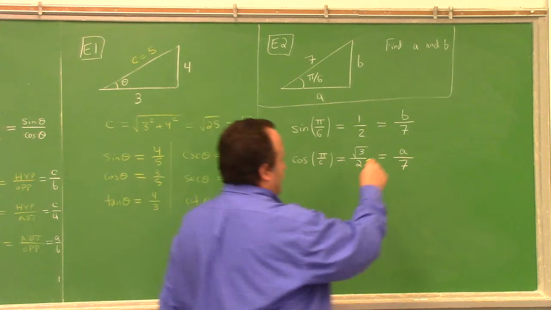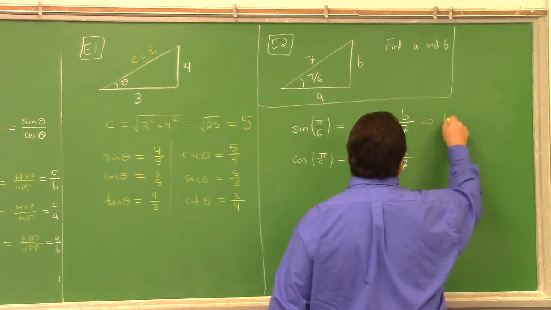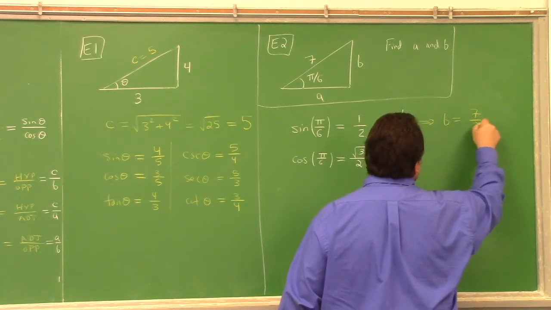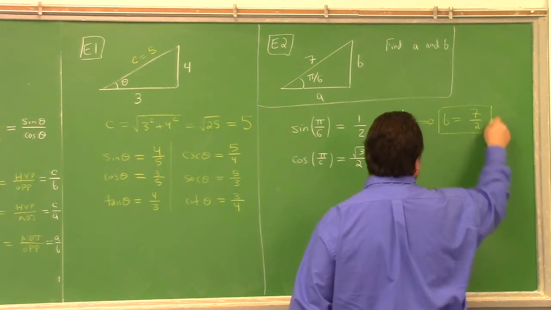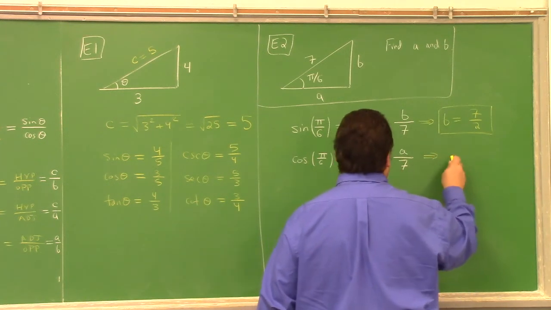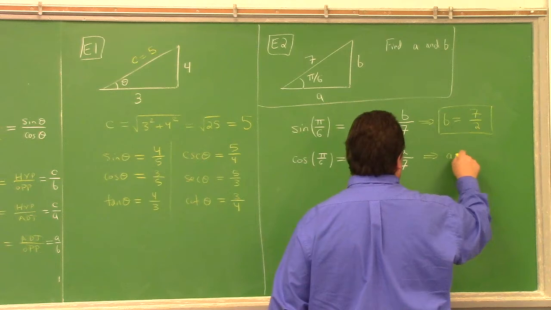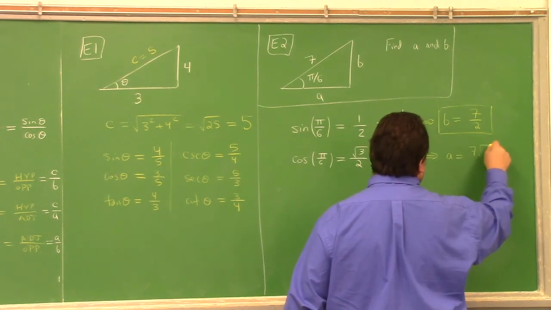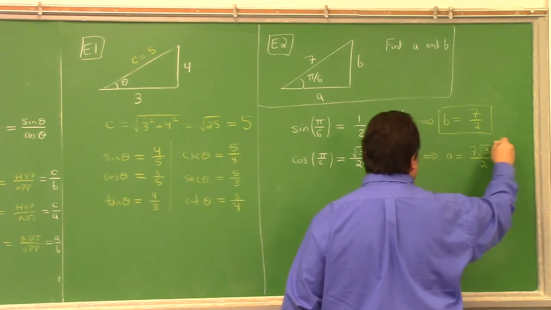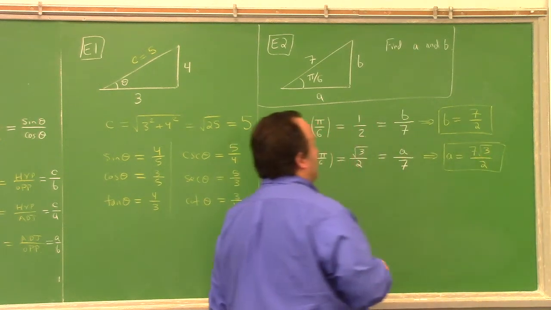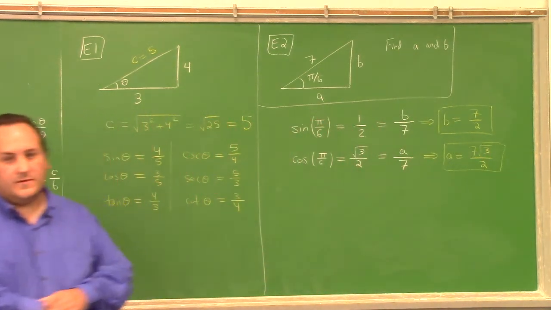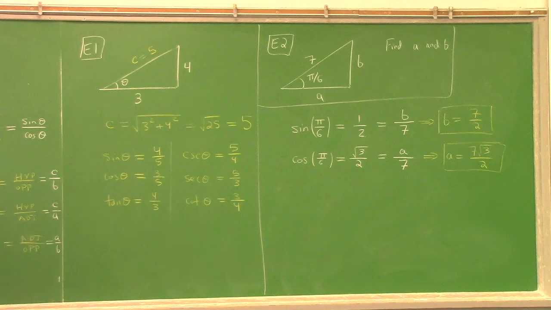So this tells me what? This tells me B is equal to 7 halves. And this tells me that A is equal to 7 root 3 over 2, right? There you go. We figured out the rest of the triangle because we already know the values of sine of pi over 6 and cosine of pi over 6.